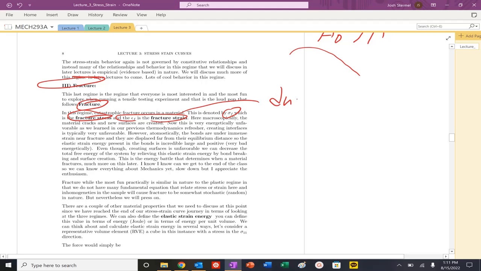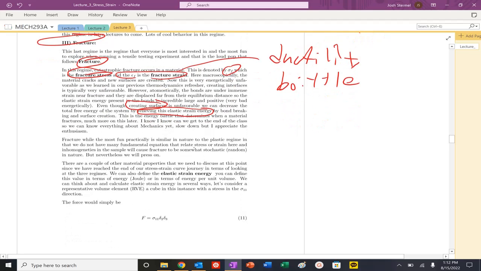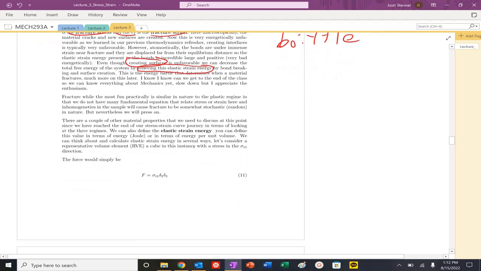Fracture strain is also referred to as ductility. So the higher the value, the more ductile; the lower the value, the more brittle. So again, when do we break? When are we going to actually fracture? Well, we don't want to create surfaces, but when the energy penalty to create surfaces is less than relieving the elastic strain energy, then we are going to fracture. I know we're getting a little bit ahead of ourselves, but that's what we'll see soon.